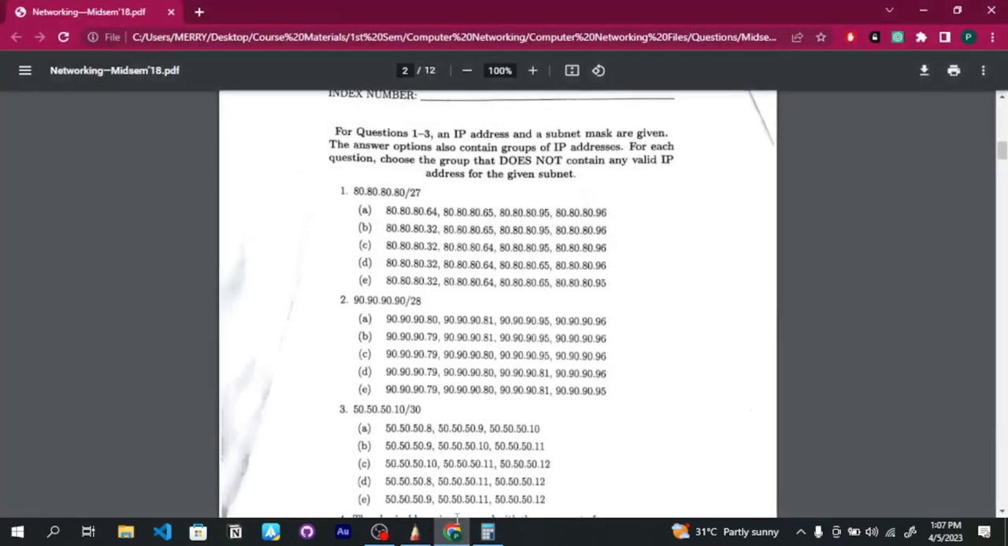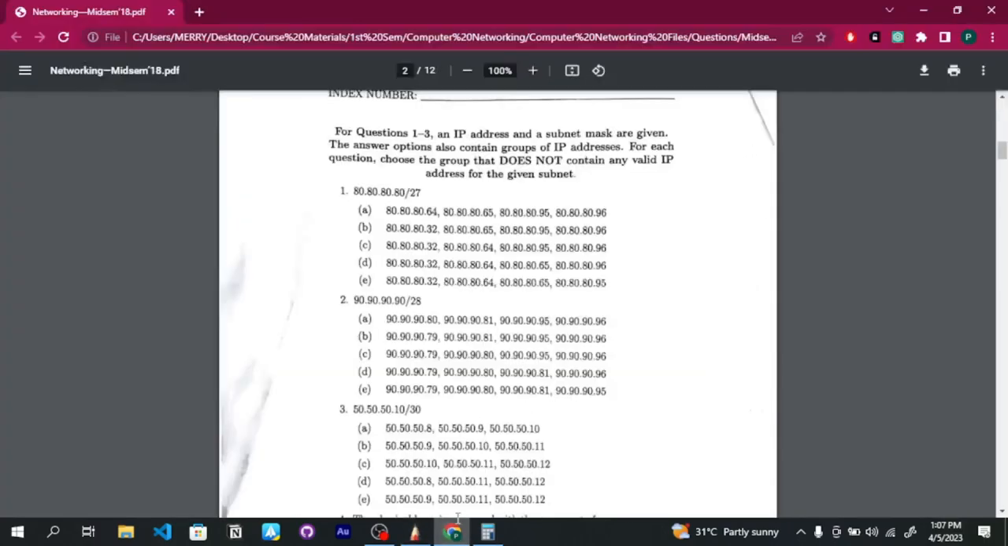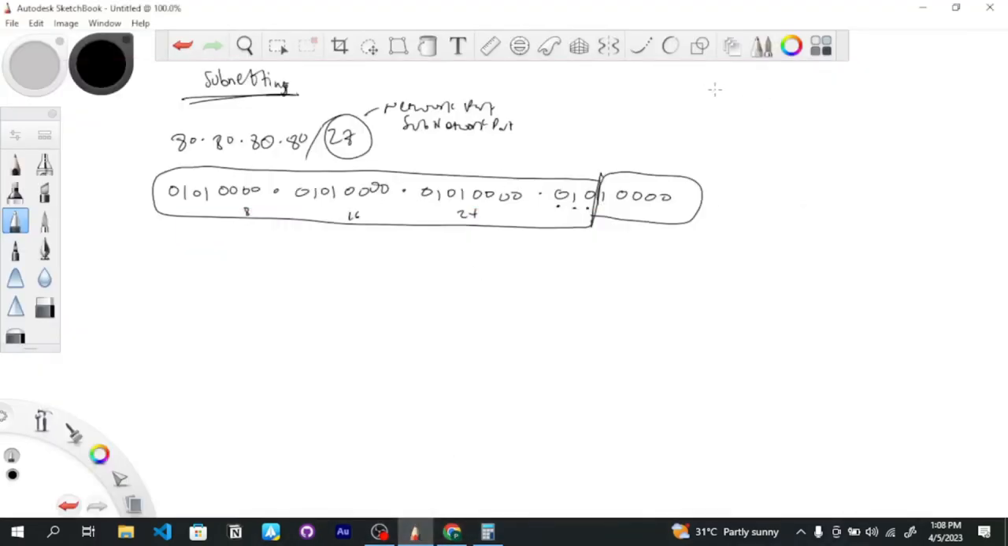And the question they're asking us is, for each question, choose the group that does not contain any valid address for the given subnet. So basically they're telling you to pick the group that contains invalid IP addresses for this subnet. So what is the beginning and what's the end of this subnet so that you can determine it, right?